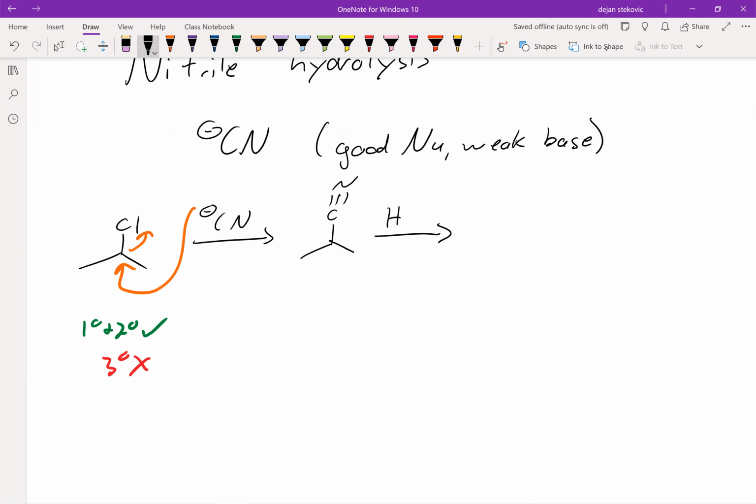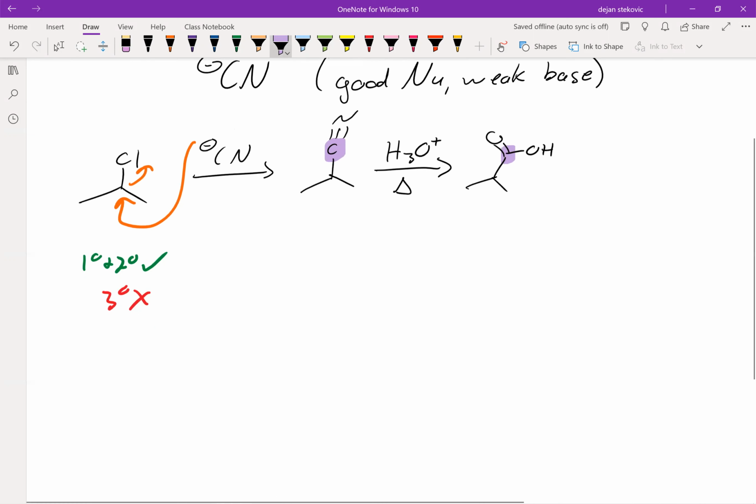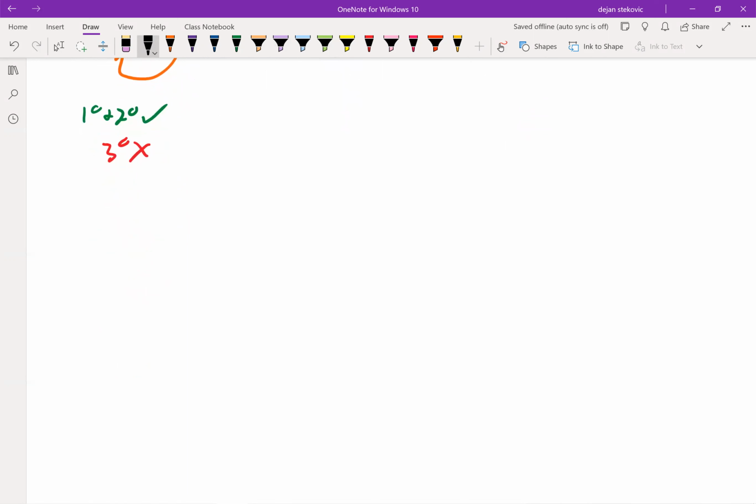After this, we have some options. You can just react it with some hot acidic water, and then it'll transform into a carboxylic acid, right? So this carbon right here ends up being this carbon right here. Let's go ahead and take a quick look at this mechanism. It's a lot of proton transfers, but it's not really too bad.